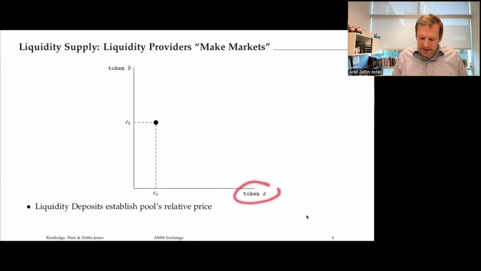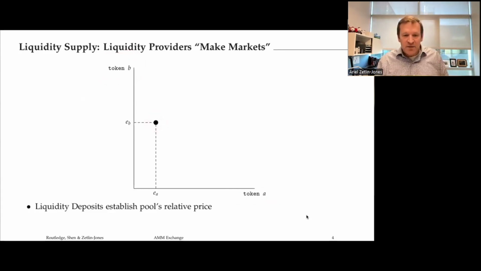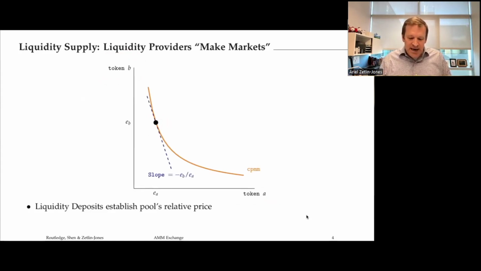I'm going to have quantities of token A on the x-axis, quantities of token B on the y-axis. Suppose the liquidity suppliers in aggregate have supplied this amount of tokens to the pool. We define our pricing curve through that point. This is this hyperbolic curve you've all seen if you've looked at any documentation on Uniswap ever. And the key idea is that the slope through that point defines the implicit marginal price between these two tokens.